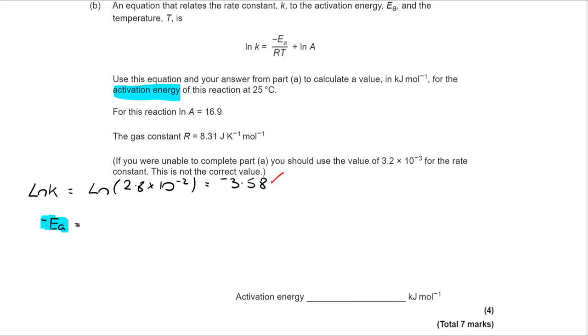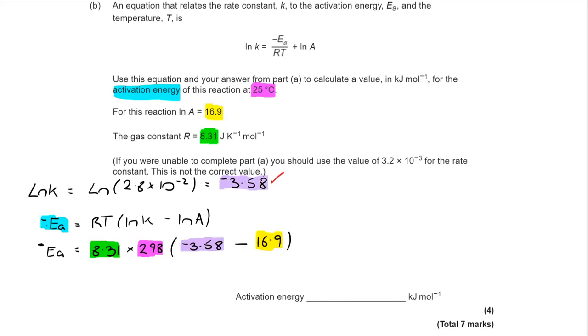Now, if I rearrange my expression that's been provided to make EA the subject, that's the activation energy that we're calculating, we end up with RT multiplied by log K, take away log A. Once again, I can put lots of figures in. We have the R value provided, we have the temperature provided, which I've remembered to convert to kelvins. We've just calculated log K, and we have been provided with log A.